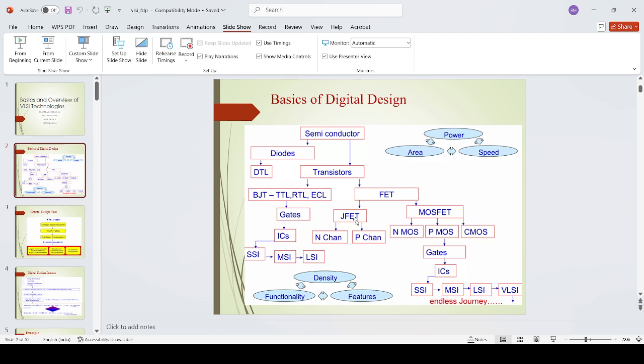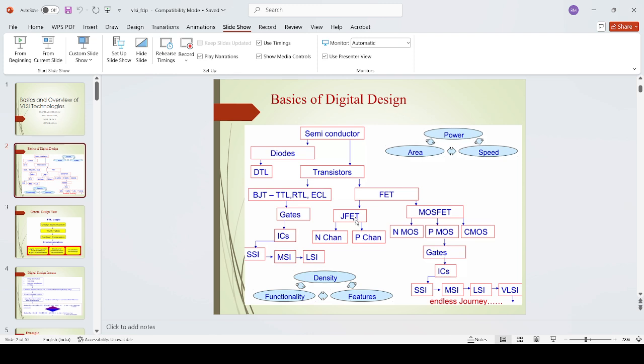We all know that usually the JFET only operates in the depletion mode, and MOSFET operates both in depletion and enhancement mode. Usually the JFET is used for low noise applications and MOSFET is used for high noise applications. So overall we'll be using the MOSFET for the design of ICs.